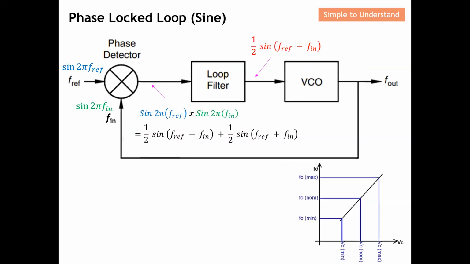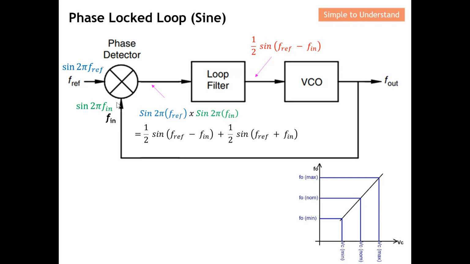Let me explain in deeper detail. As I mentioned earlier on, let me emphasize the sine type first. These are the two inputs for this phase detector. Since this is F reference, this is a sine wave. So you can see the signal at the input of the phase detector is sine 2 pi F reference here. And this is F in, which will be sine 2 pi F in here.